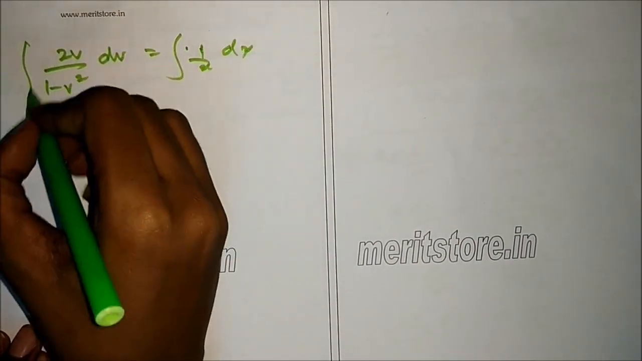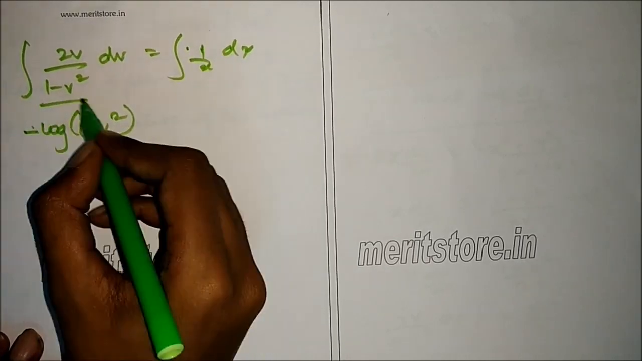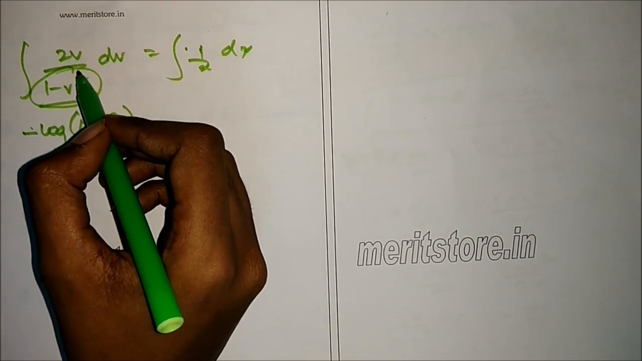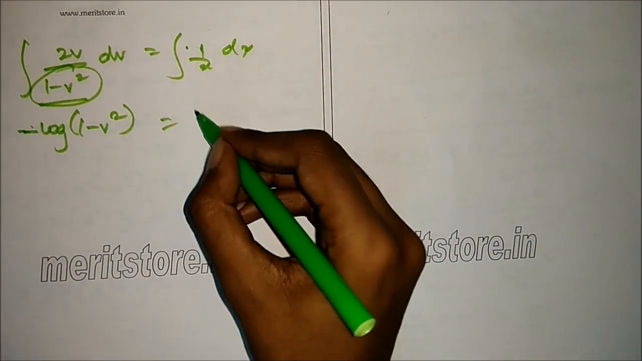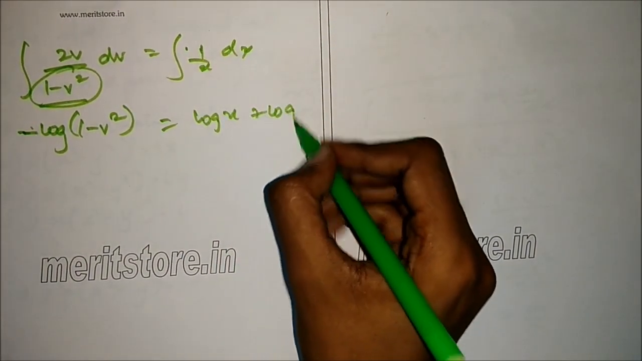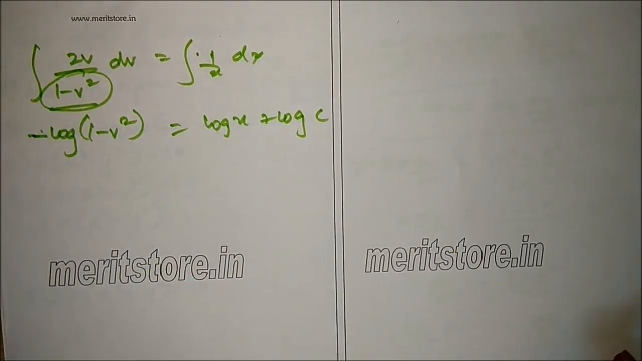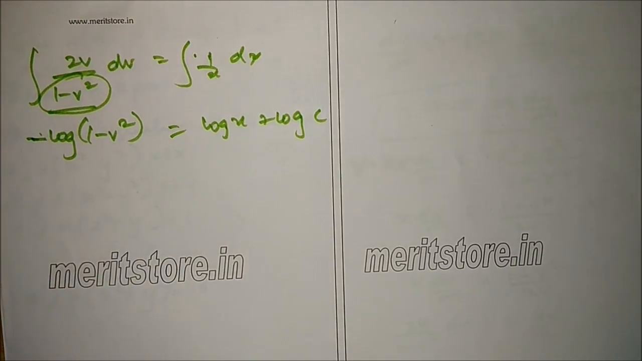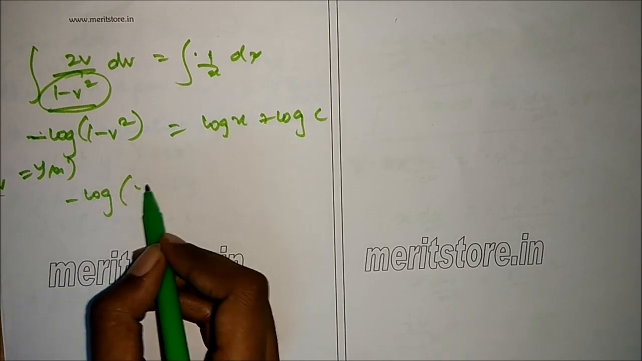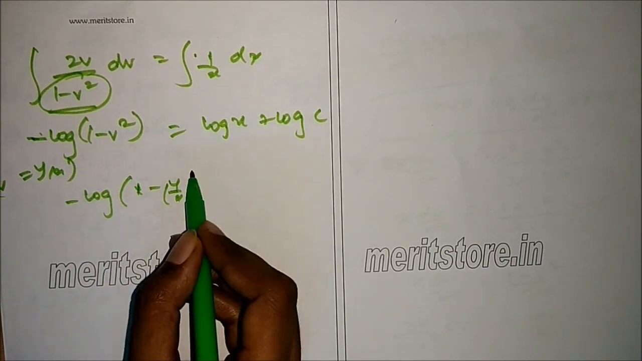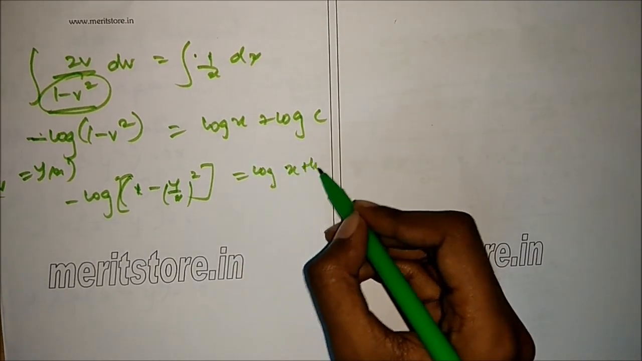So integrating both sides, we get minus of log of 1 minus v square. Since the derivative of the denominator is the numerator, minus log of 1 minus v square is equal to log of x plus log of c. So resubstituting v equals y by x, this will be minus log of (1 minus y by x the whole square) equal to log of x plus log of c.